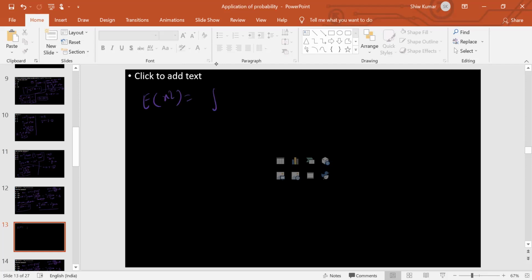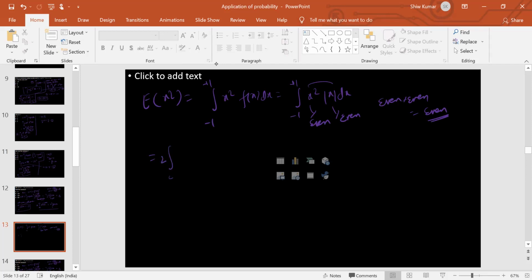And that is given as the integral from -1 to +1 of x square into f of x dx, where f of x is mod x. See, this is an even function and this is also an even function. So we know that even into even is what function? It's an even function. If the overall function is even, then that integration we can resolve into 2 times the integration from 0 to 1 of x square into mod of x dx.